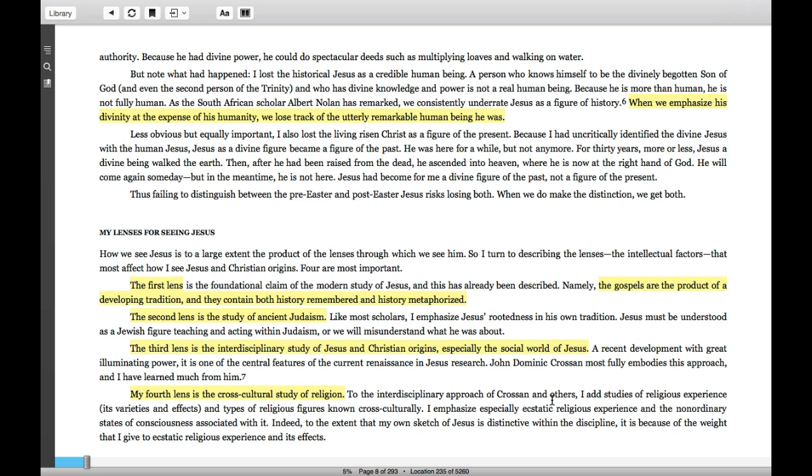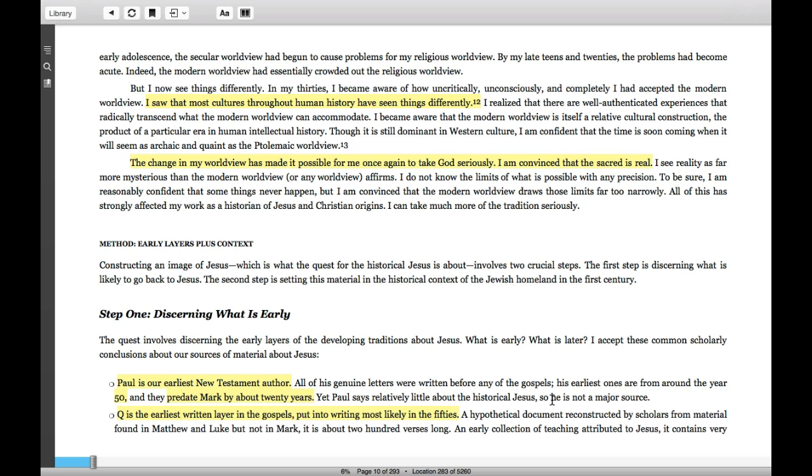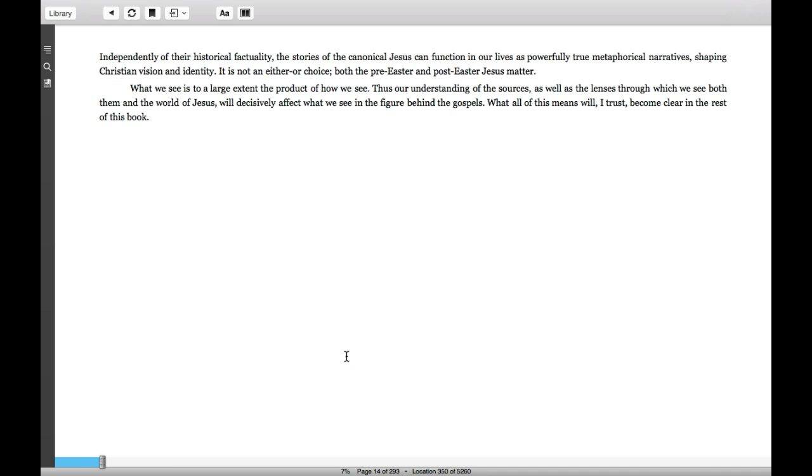He goes on to argue, this is his method, or including his method, that we need to use four lenses for seeing Jesus. We need to really be critical of our own worldview, and we need to try as best we can to get into the worldview of the ancient Jews, of Jesus himself. So he goes on to talk about the gospel tradition, the New Testament tradition. So remember, we've talked about this. This again is all a part of his method. And then he concludes down here with what we see is to a large extent the product of how we see.